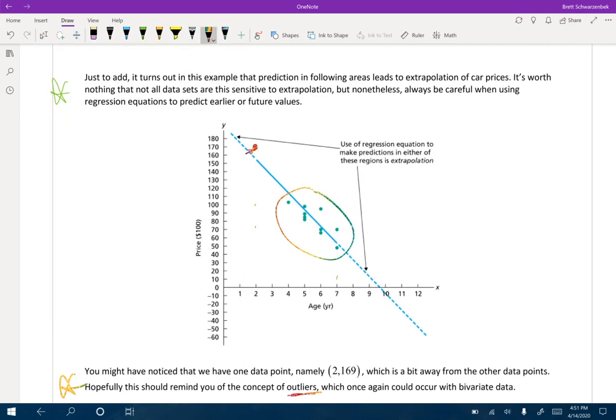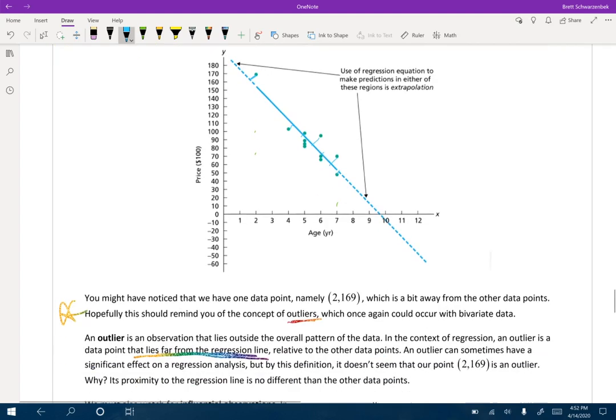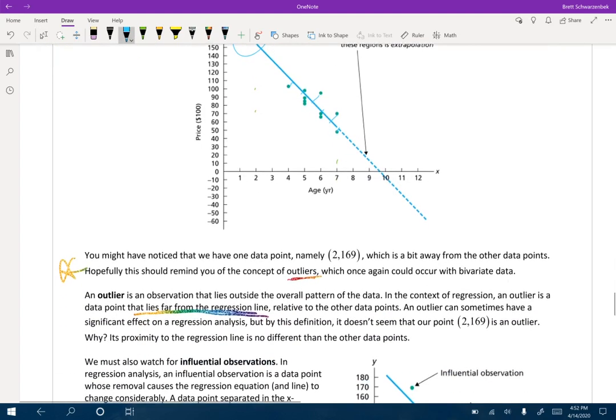Hopefully what you say is absolutely not. So even though this point is far away from the other points, generally if you look here, the distance between this point and the line is very similar to the distance between these points and the line, which means, believe it or not, this is not an outlier in this problem.